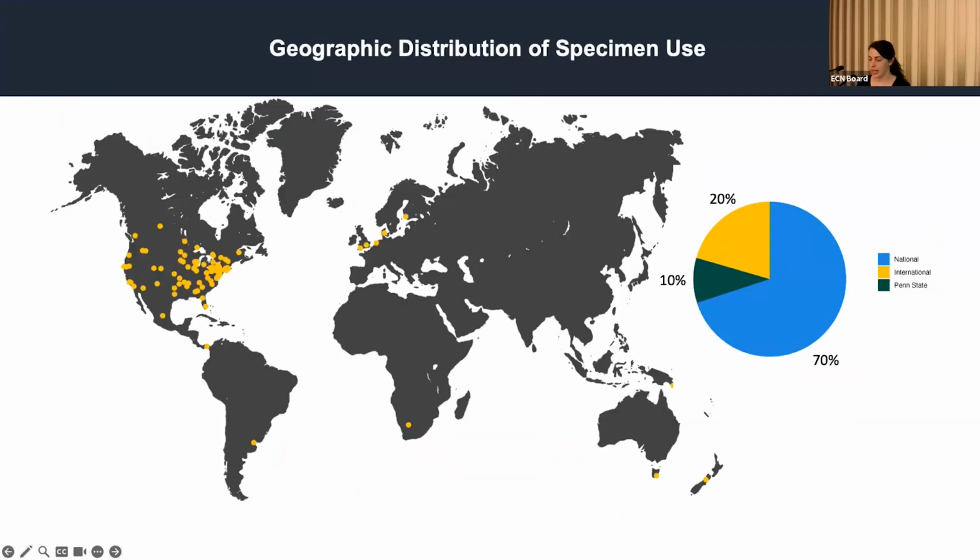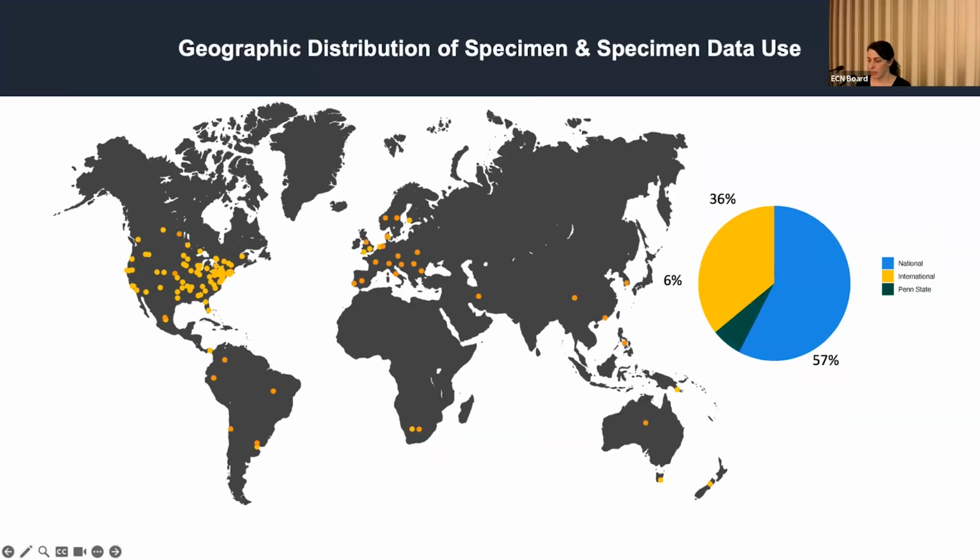So here you're just looking at the physical specimens. The yellow dots represent the location of institutions that are requesting loans. 70% are national, 20% are international, and 10% are internal, so just Penn State requests. But when we also include specimen data, here the orange dots represent countries that requests or downloads are coming from, and these proportions change to a greater international use. So overall, 57% national, 36% international, and 6% internal.